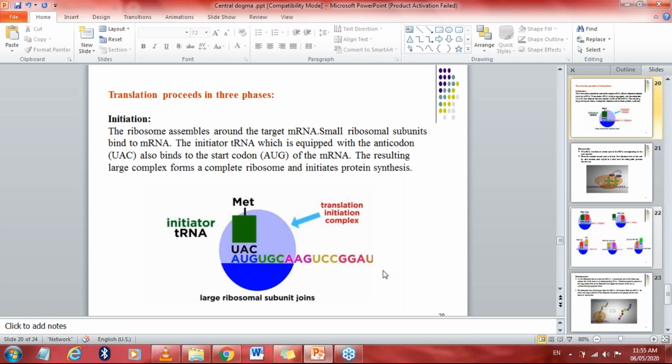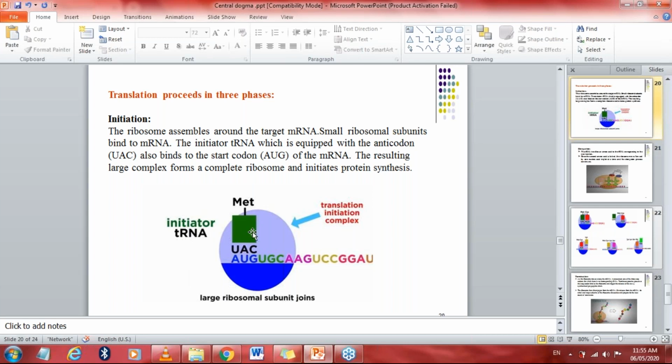This messenger RNA will be held on the smaller subunit of the ribosome. Now what will happen? Another tRNA will come with a new amino acid. That one is methionine, having an anticodon.